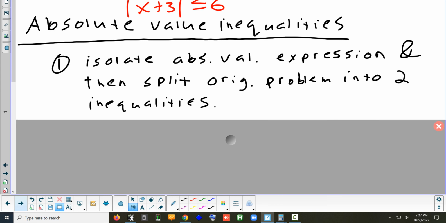So the first thing we have to do is make sure the absolute value is by itself. It's the same first step as yesterday. You don't want to have something like this. You don't want extra numbers outside the absolute value numbers. But I think in most of the ones I give you, there won't be.